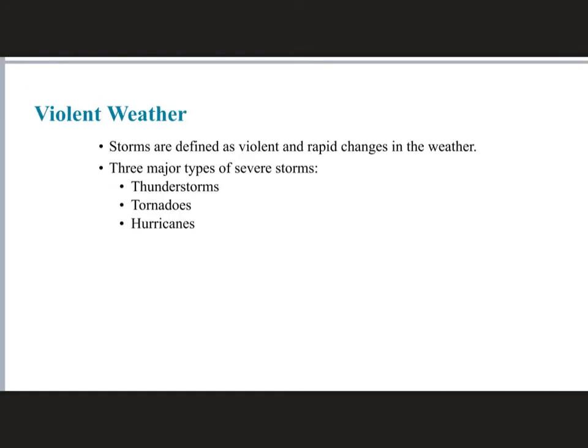Now let's talk about storms and violent types of weather. Now, storms are defined as violent and rapid changes in the weather. That's what we mean by a storm. And there are three major types of severe storms. There are thunderstorms, there are tornadoes, and there are hurricanes.